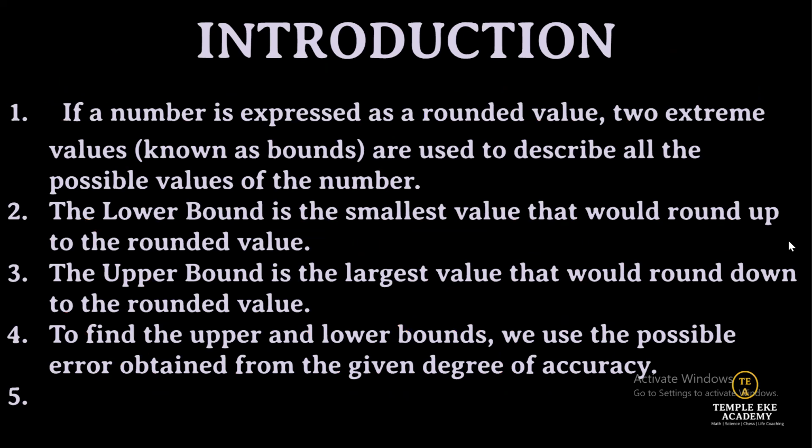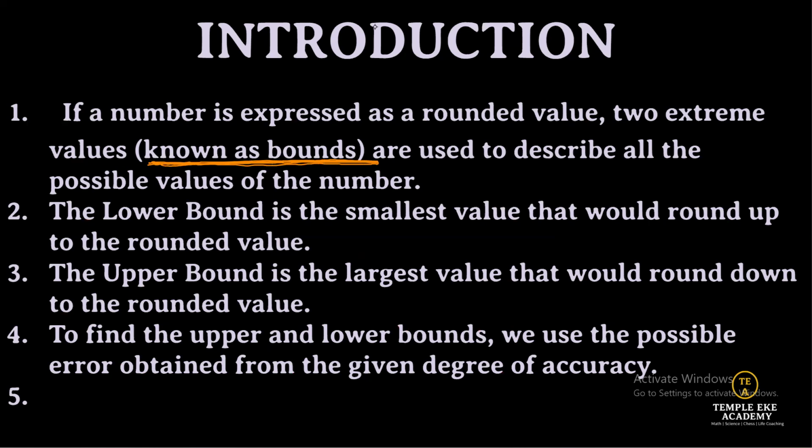Sometimes we have a number presented in rounded form or an estimated value. If a number is expressed in a rounded form, we may need to think about the two extreme values, known as bounds, that are used to describe all the possible values of the number. These extreme values, once again, are known as bounds. So we're looking in this video at how to find these bounds and then describe the error interval for our estimated value.